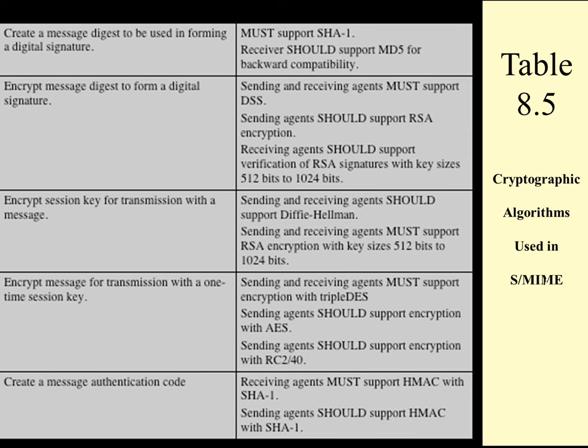We then encrypt the message for transmission with a one-time session key, so this would be with a symmetric key algorithm. You see that it says that we should be using AES, so a little different than PGP there, using AES instead of triple DES. And the bottom one then, create a message authentication code, has to support HMAC with SHA-1. So again, just some encryption algorithms there, some hashing algorithms there.